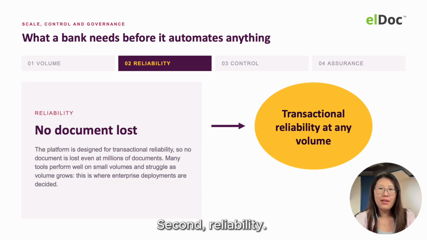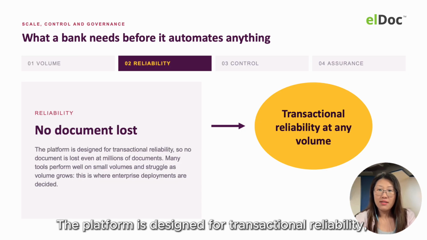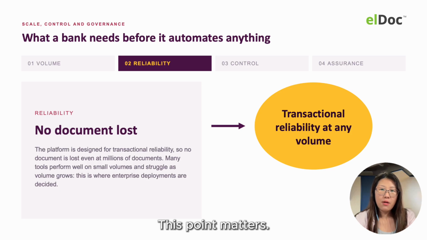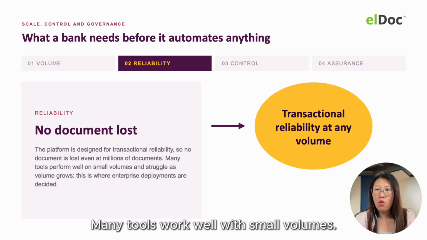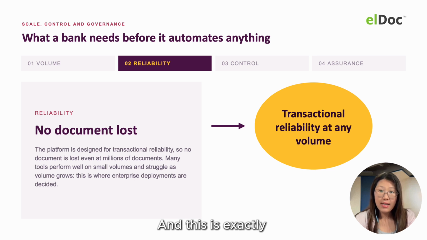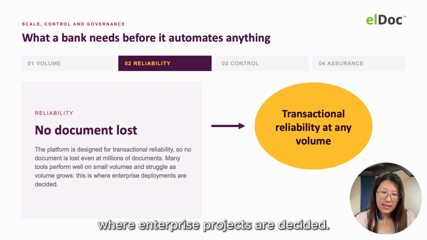Second, reliability. No document is lost. The platform is designed for transactional reliability, even at millions of documents. This point matters. Many tools work well with small volumes. They struggle when the volume grows, and this is exactly where enterprise projects are decided.